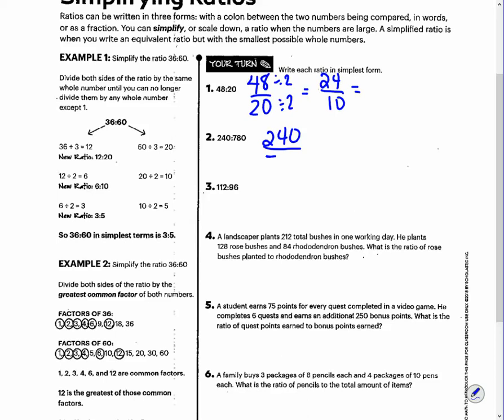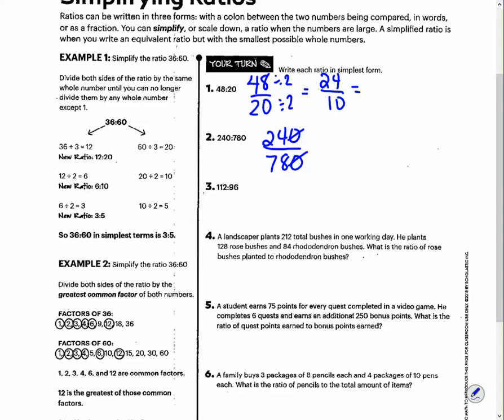On number 2, again, keep going. 240 to 780. This is in fraction form now. If you see a 0 at the end of each number, if you just cut that 0 off, you've divided both the top and bottom by 10. Okay, so that's an easy way to simplify.